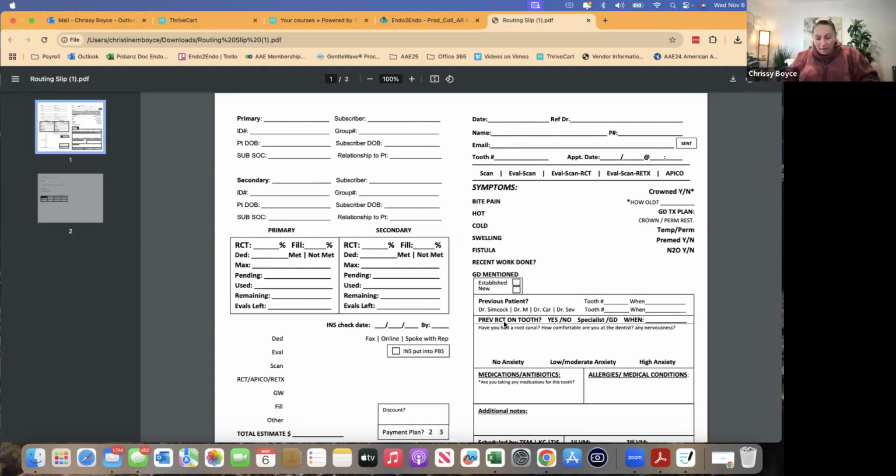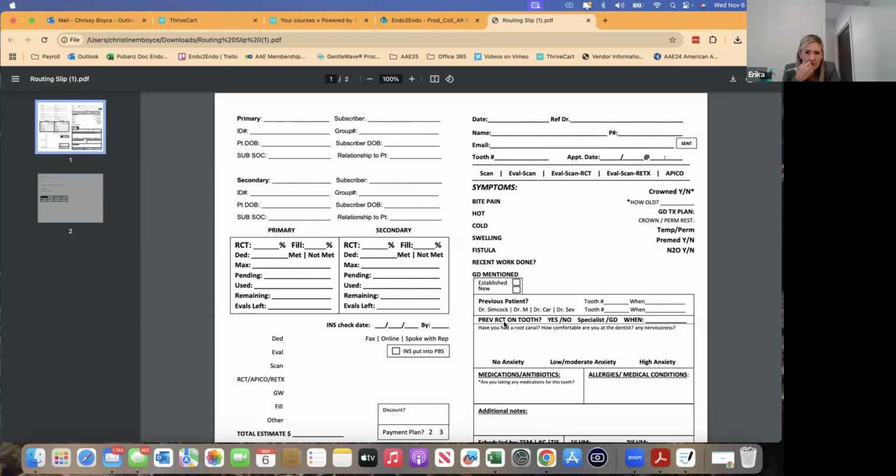So what the referring offices are doing with Dr. Simcock's office is they're emailing the referral slip and an x-ray. And this is the referral slip? No, this is the routing slip for your office. The referral slip would be the pad of paper that you give your referring offices. Yeah, that would be your referral. So they'll scan that in with the x-ray and they'll email that to their office.